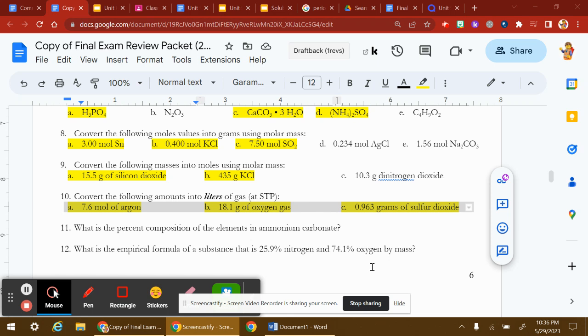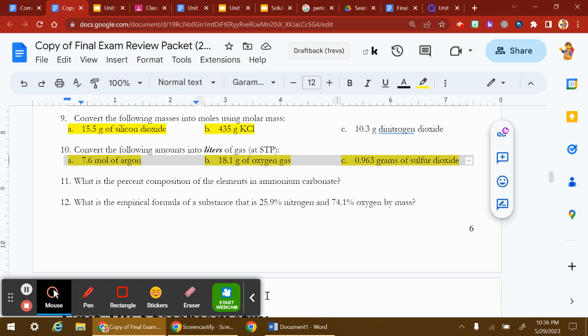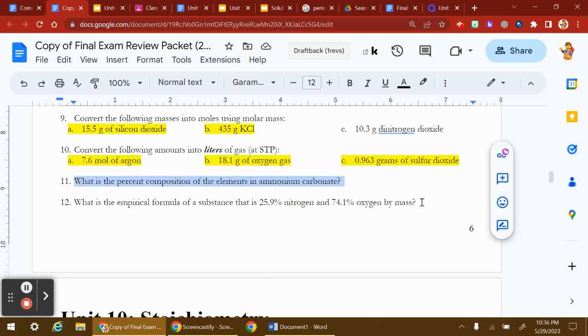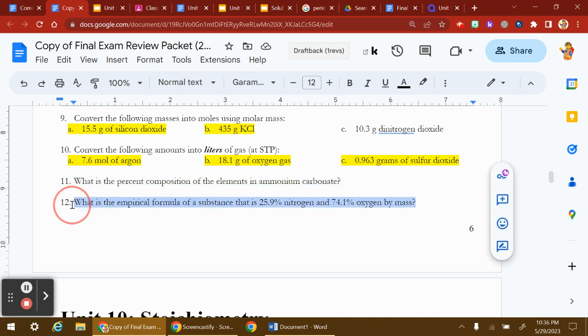Hey guys, Mr. Gucci here to finish up Unit 9 review by doing these last two questions from the review. Our percent composition problem and an empirical formula problem, which is just the percent composition problem going in reverse. I can tell you that your final exam is going to have problems that are similar to both of these. So this is something that you need to be ready to do. All right, so we're going to do both of these questions now.